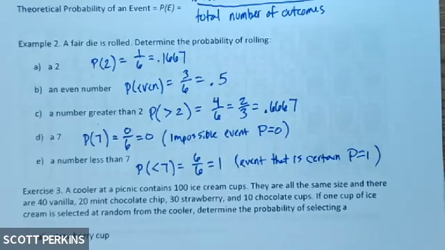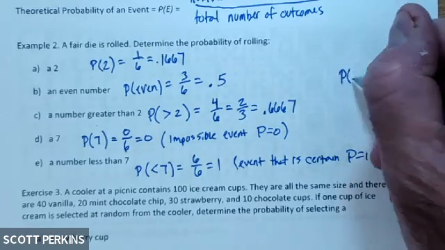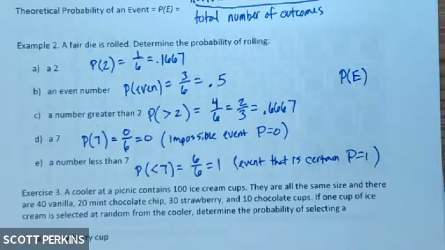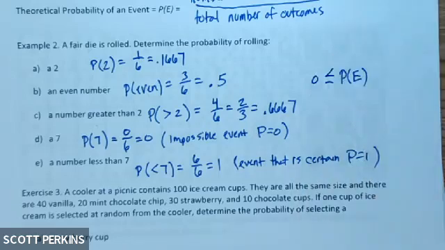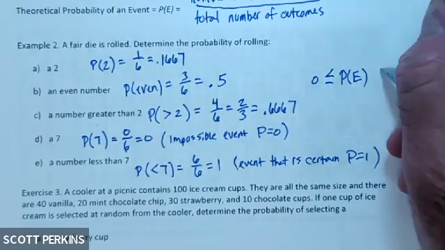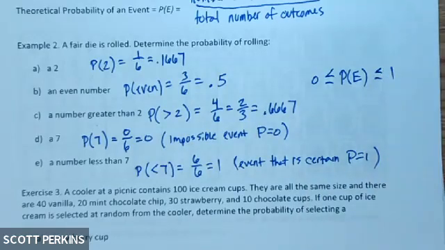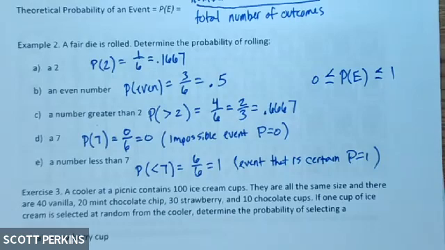So this tells us something about probability. The probability of any event E is always going to fall into this range of values. If you've done it properly, you will never get a probability outside of this. The probability is always going to be bigger than or equal to 0, and it's always going to be less than or equal to 1. And the larger the decimal is, the more likely it is to happen.